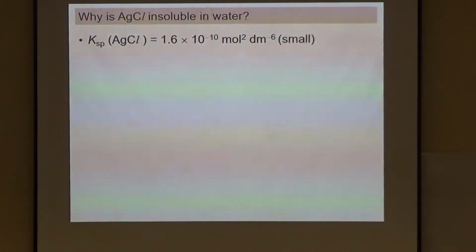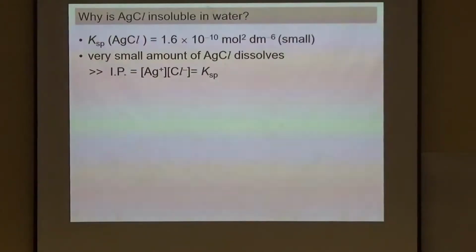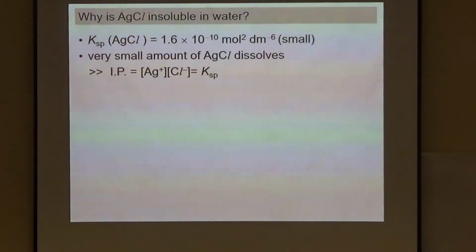So the KSP of silver chloride is actually very low, okay, 10 to the power of minus 10. So a very small amount of it dissolves. So chances are, whenever you have chloride and even one drop of silver nitrate solution, you will get the ionic product exceeding that of the KSP.